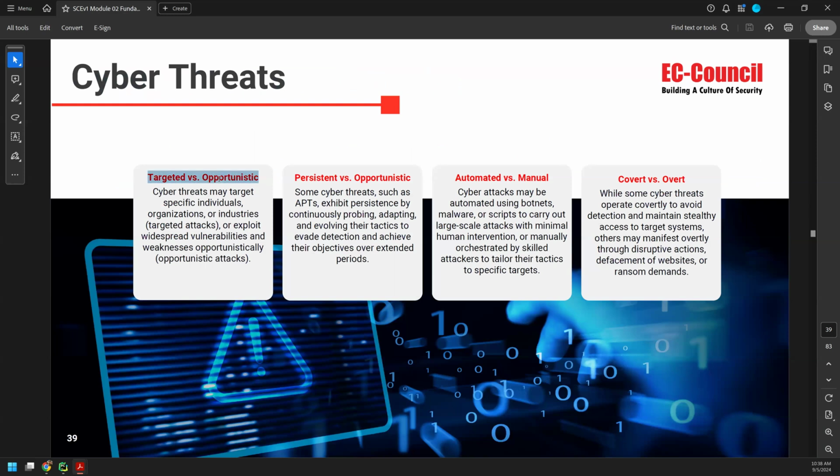Again, some things are targeted and some things are just opportunistic. If somebody finds a vulnerability, they may just be taking advantage of the opportunity with no real intention as to what they're trying to do. Same way with persistent versus opportunistic. Most of those are going to have some kind of advanced persistence, where they're constantly probing, adapting, and evolving.